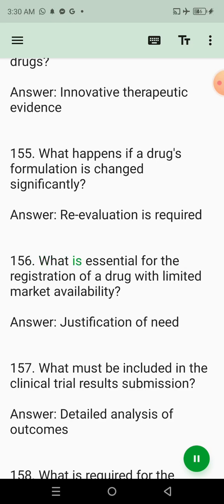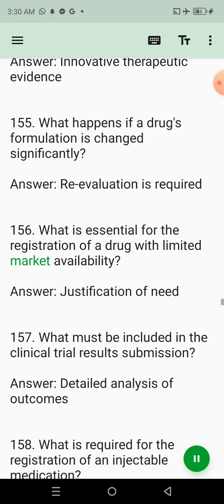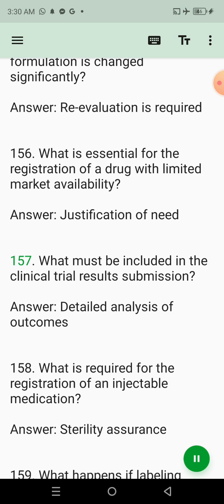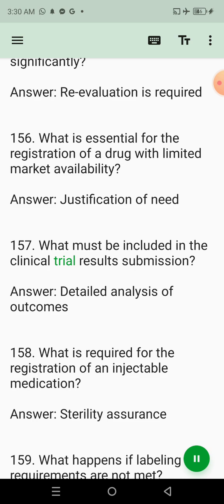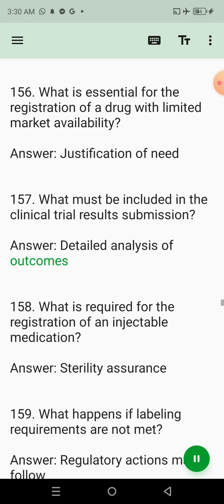156. What is essential for the registration of a drug with limited market availability? Answer: justification of need. 157. What must be included in the clinical trial results submission? Answer: detailed analysis of outcomes.